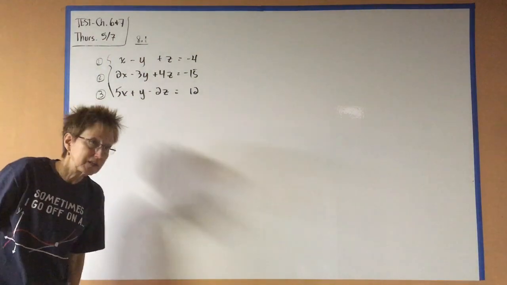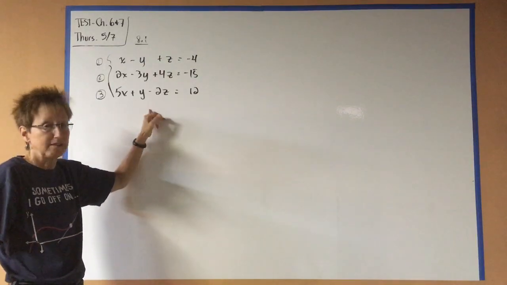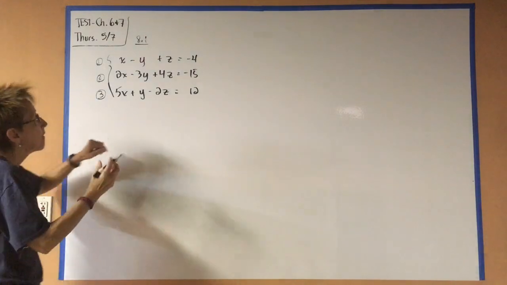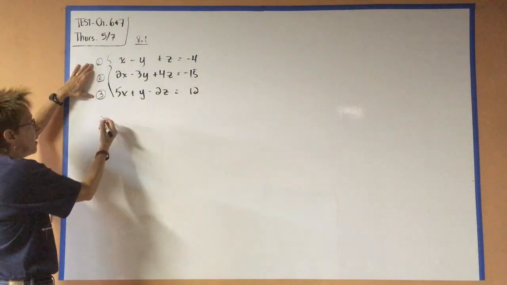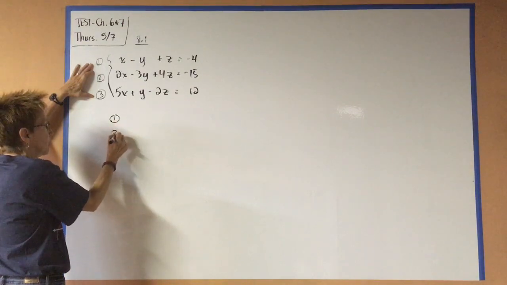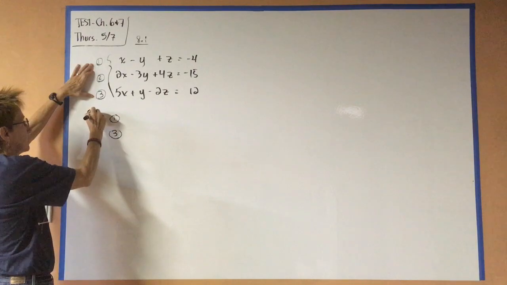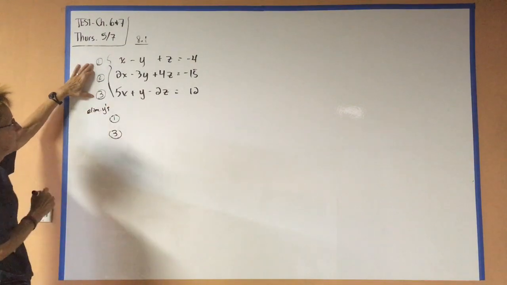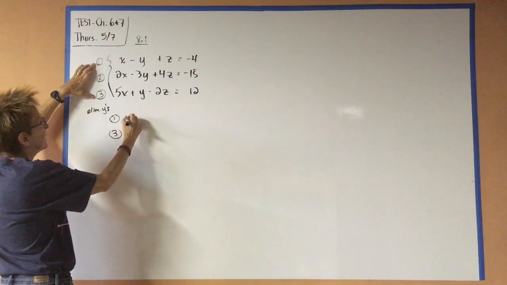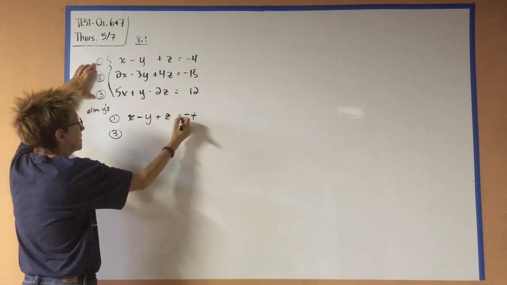Does it matter? Can you pick a harder one? Yeah, I mean, I could have eliminated the x's or the z's, but the y's look easier, so I'm going to do them. So here's the deal. Keeping myself organized, I'm going to use equation 1 and equation 3 and eliminate the y's. So I'm choosing to eliminate y's. So here I go. 1 and 3, they're ready to go. I don't have to do anything to them.